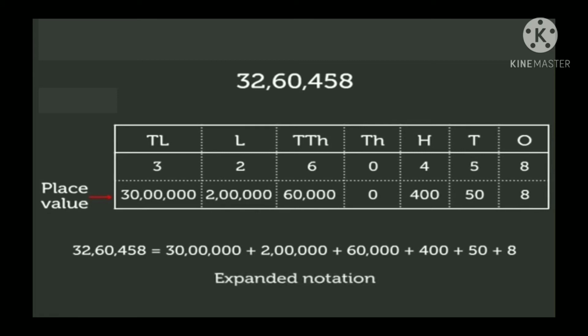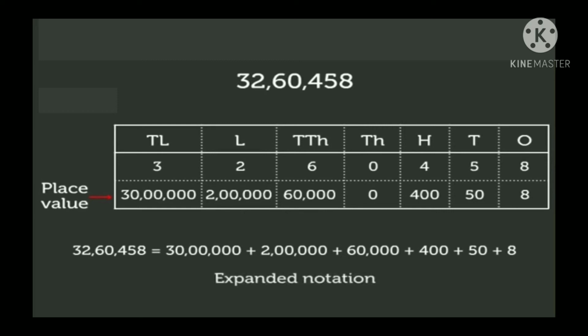Okay. Now the next example I am taking is of 7 digits. So here, 32 lakhs 60,458. Again I have put these numbers in the place value chart. Here you can see 8 is written under the ones column, 5 under the tens column, 4 under the hundreds column, 0 under the thousands column, 6 under the 10,000s column, 2 under the lakhs column and 3 under the 10 lakhs column.